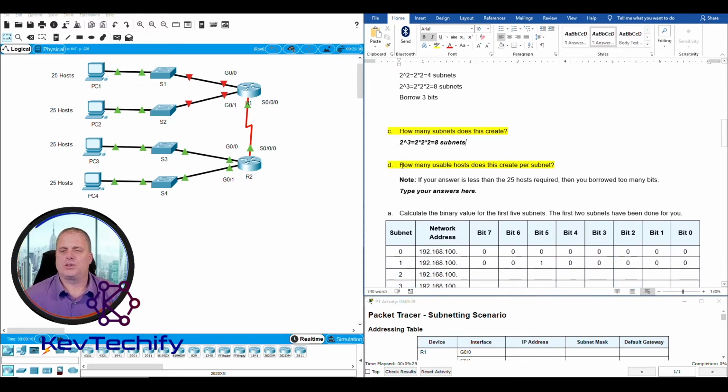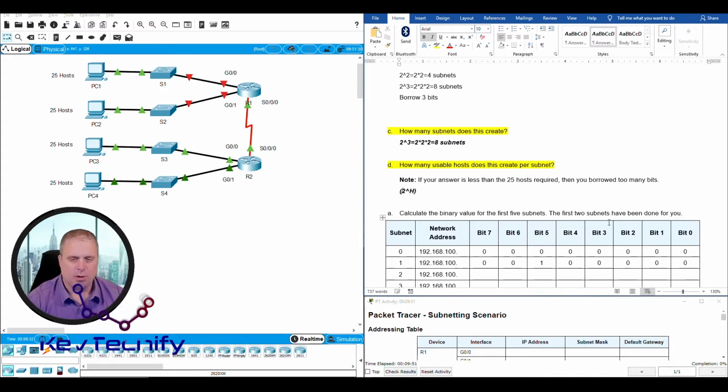How many usable hosts does that create per subnet? Okay, that was another formula. That formula was 2 to the number of host bits. Notice I'm using H there. It gives us the number of IP addresses, but we need usable IP addresses. And you can't use the first one because that's the network address. You can't use the last one because that's the broadcast address. So we have to subtract 2. That gives us the number of hosts per subnet.